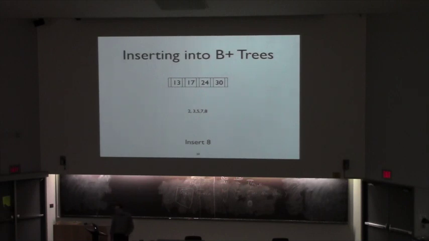So we now have to split that page into two. We're going to pick the middle value here, and the middle value is going to be a 5. We're going to take that one page and split it into two new pages, one containing 2 and 3, and one containing 5, 7, and 8. Now we have that 5. What do we do with the 5?